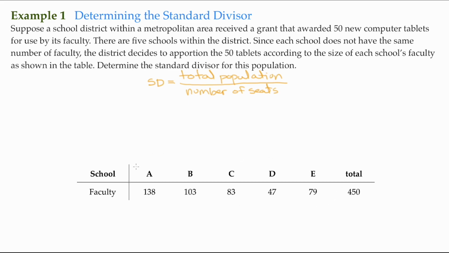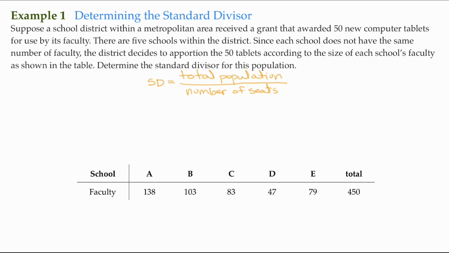So here's our table. We have 5 schools, School A, School B, School C, School D, and of course School E. And here's the faculty that work for each one of the individual schools. Determine the standard divisor for this population. So the population here, the total population, is the number of faculty. And we can see right here, there's 450. So that's our total population, our overriding size. The number of seats, again, is the number of items to be apportioned. And we want to apportion these 50 computer tablets way up here.